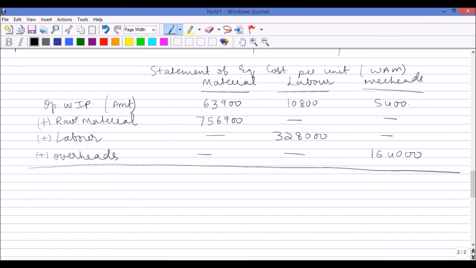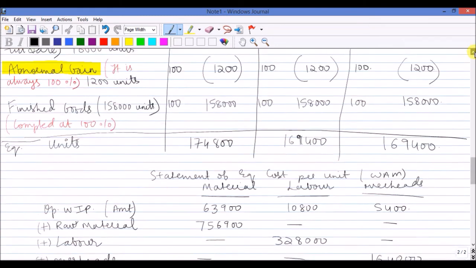So 63,900 plus 756,900 is going to give me 820,800. Okay, 10,800 plus 3,28,000 is going to give me 338,800. 5,400 plus 1,64,000 is going to give me 169,400. And from this, friends, remember we have to subtract the normal loss, and normal loss we are aware.